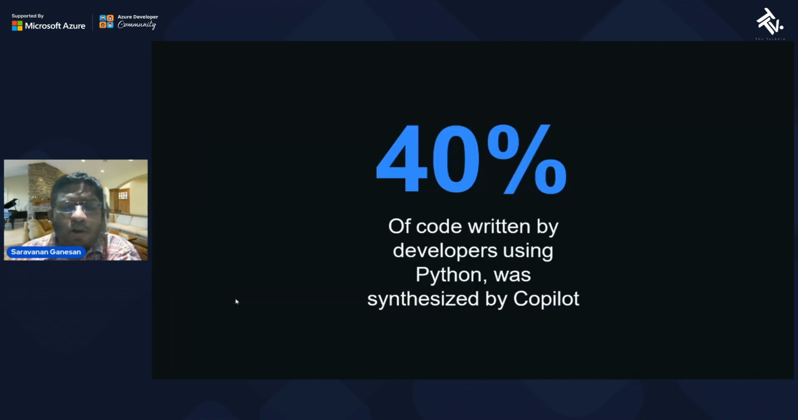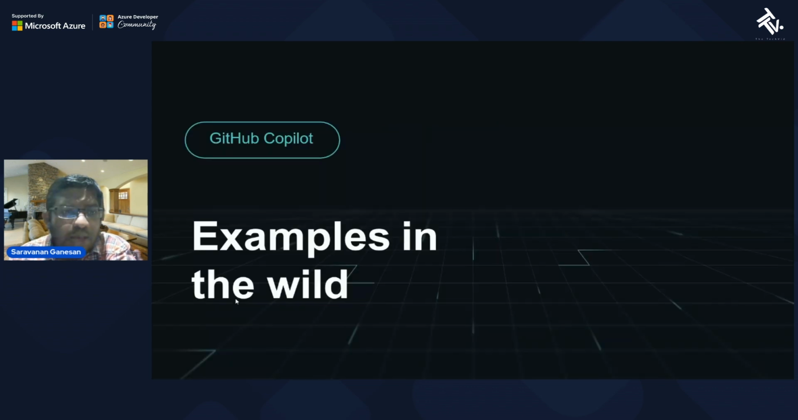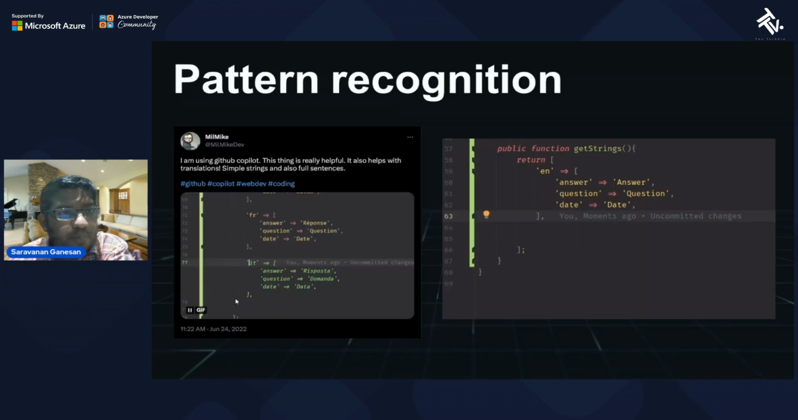So if you see, 40% of code written by developers using Python was synthesized by Copilot. Python has been a very predominantly used programming language here, and we also have .NET and other programming languages. And 50% of the code generated using Copilot is faster when compared to the code done by the programmers. We also have real-time examples, like a tweet on Twitter: I am using GitHub Copilot. This thing is really helpful.